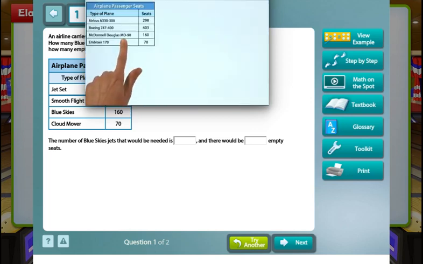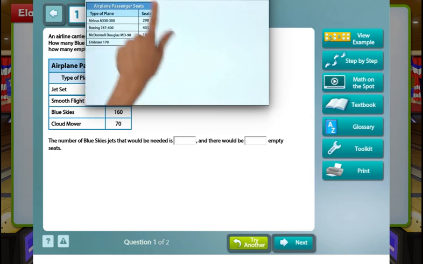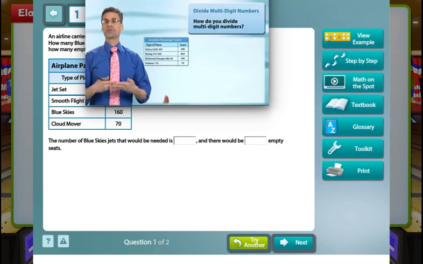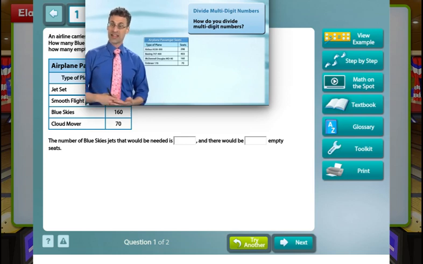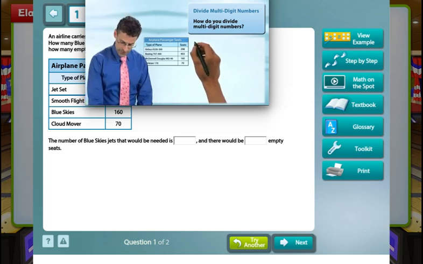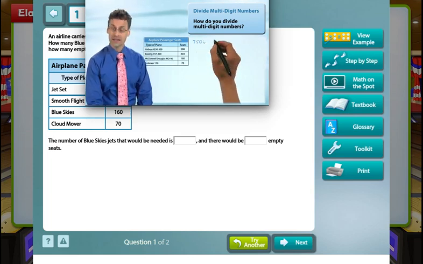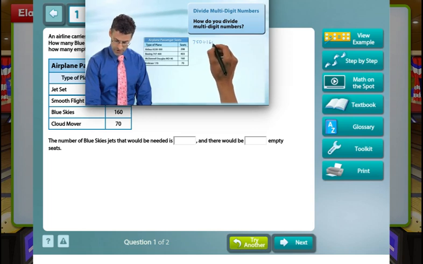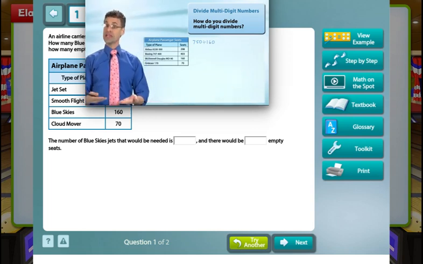So if we're looking for the MD-90s, we see we have 160. So this table tells us that we have 160 seats on each one of these planes. The question is, how many planes do we need in order to carry the 750 passengers? So this is really a question about division. We want to take 750 and divide by 160. That's going to tell us how many planes we need.